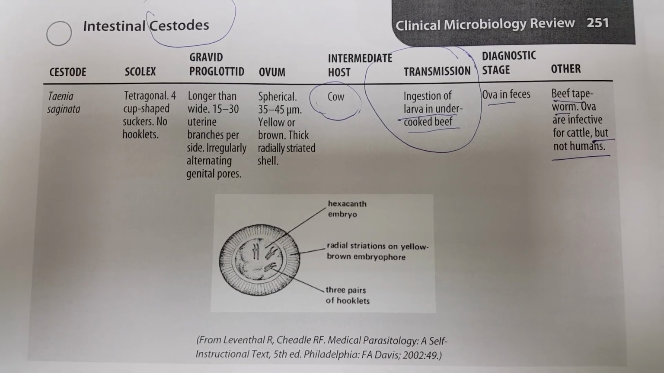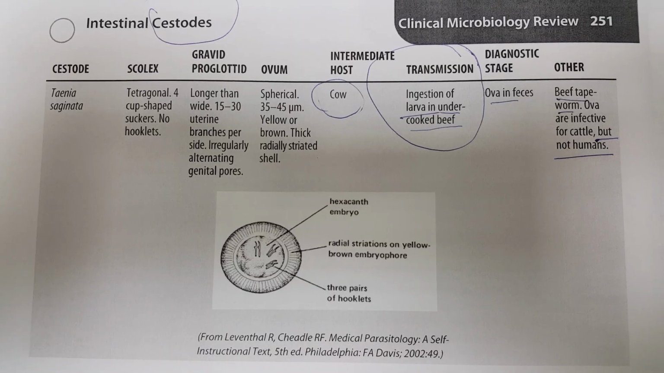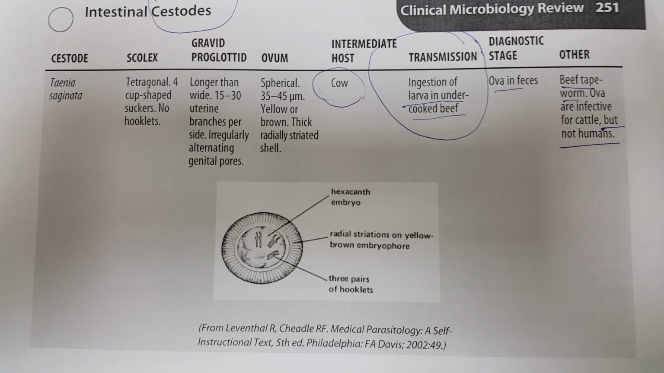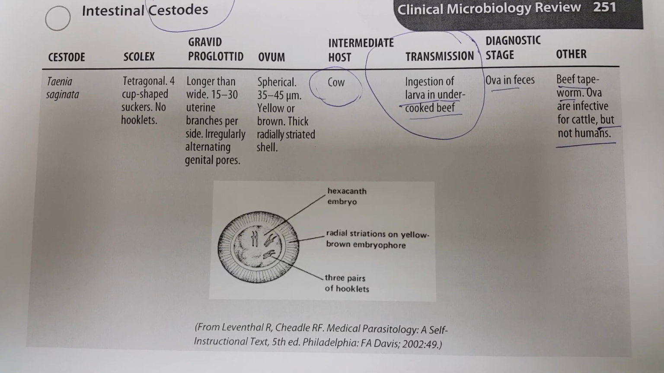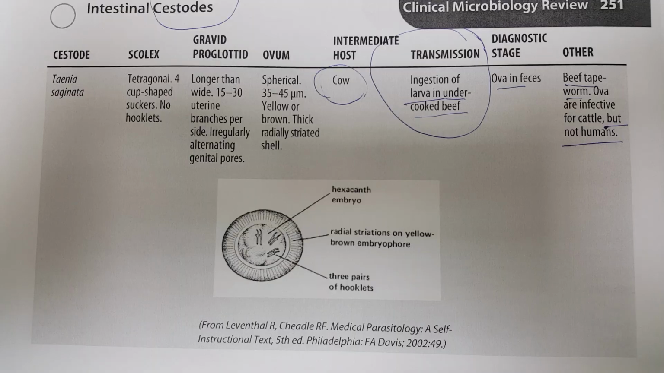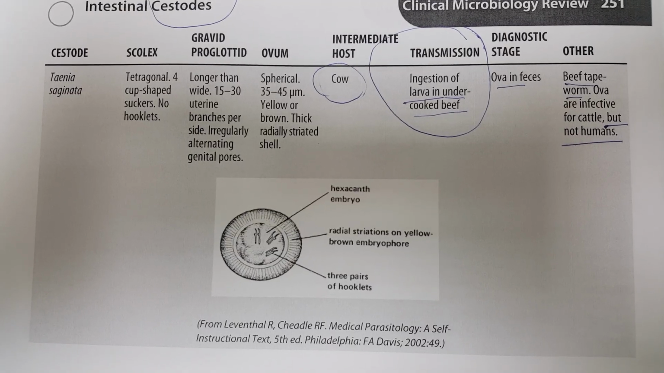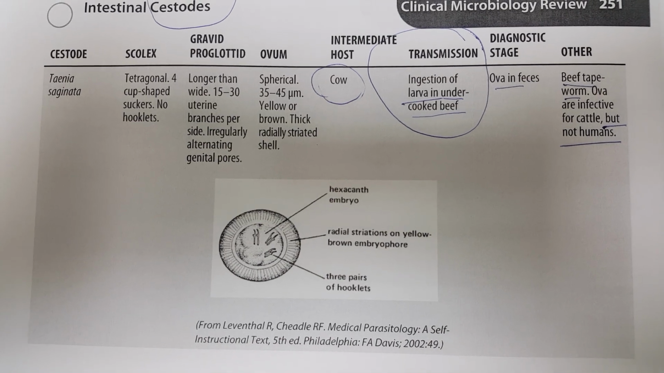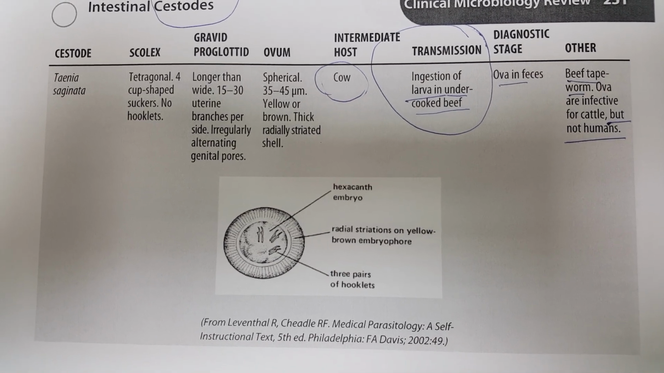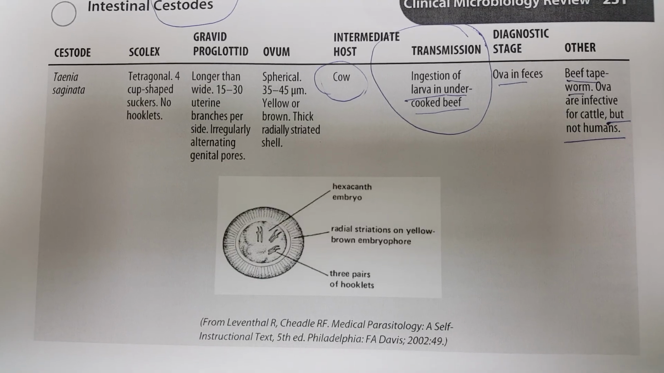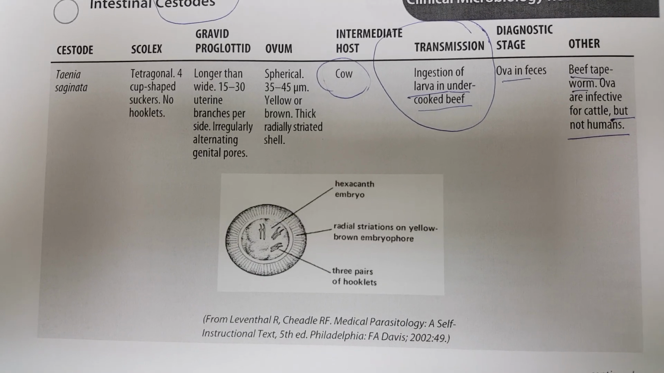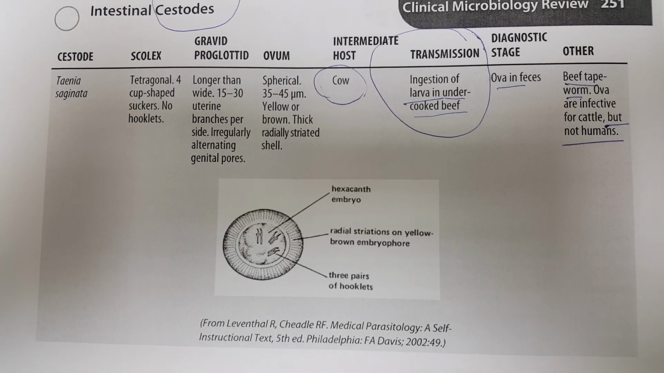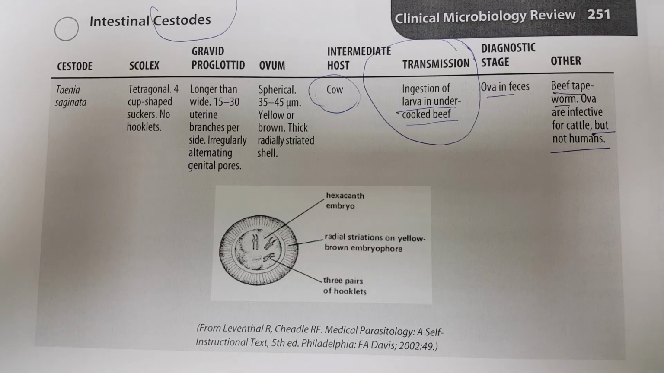Taenia saginata. The scolex is tetragonal with four cup-shaped suckers and no hooklets, and the gravid proglottid is longer than wide, with 15 to 30 uterine branches per side and an irregular alternating genital pore. The ovum, which is mostly seen in the stool, is spherical, 35 to 45 micrometer, yellow-brown, with a thick, radially striated shell. The intermediate host is the cow, which is very important, and this is an intestinal cestode.